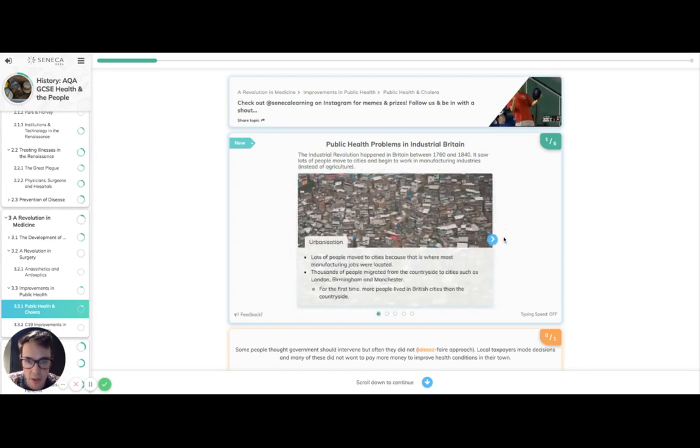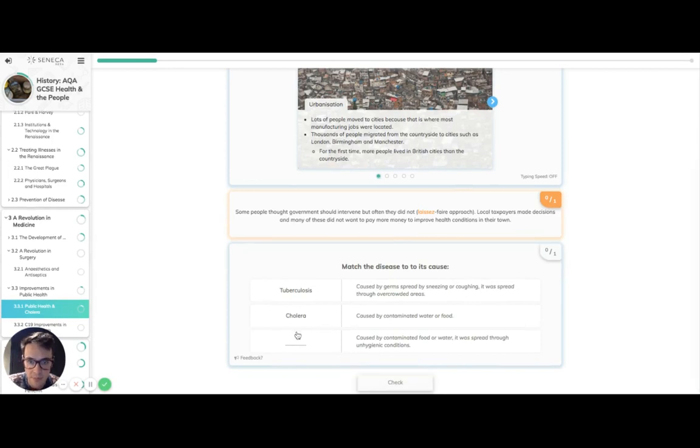Houses were small and close together, and most people had started moving from the countryside to cities like London, Birmingham, and Manchester. A quick refresher: which disease was caused by contaminated food or water and spread through unhygienic conditions?